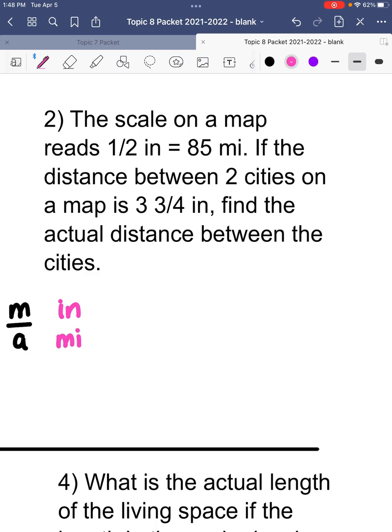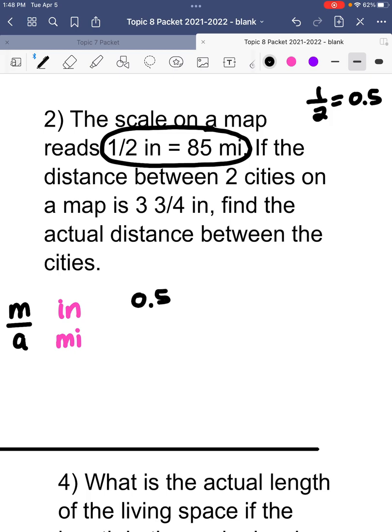Okay, now I was given this ratio here. 1/2 inch equals 85 miles. So 1/2 inch, how can I represent 1/2 not as a fraction? Because I don't want to have complex fractions here. Well, 1/2 is the same thing as 0.5. So I'm going to use that decimal, 0.5. So 0.5 inches is equivalent to 85 miles, right? So that's my first fraction, and I'm going to set that equal to another fraction.